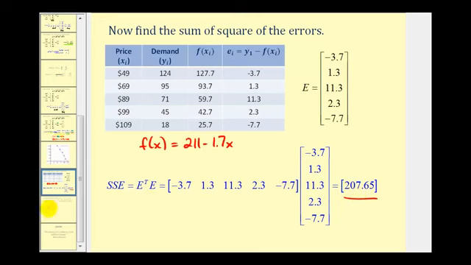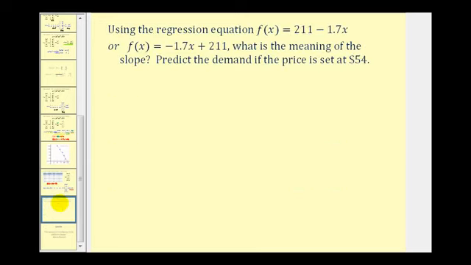Let's finish by taking a look at a question. Using our regression function or regression line, we want to know what the meaning of the slope is, and also we want to predict the demand if the price is set at $54. Well, the slope is the ratio of the change of y to the change of x. In this case, y is demand, so our slope represents the ratio of change of demand to change of x, which is change in price.